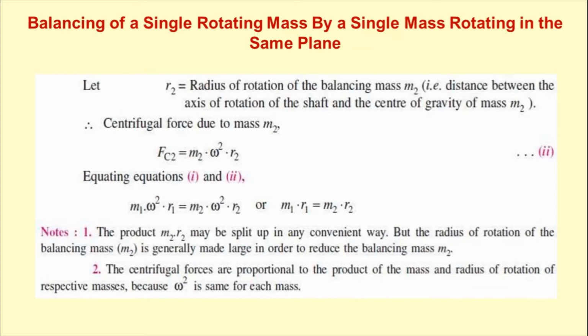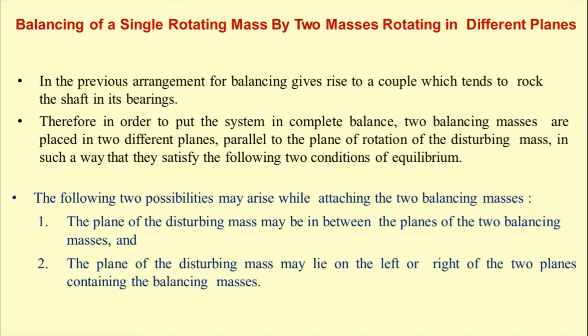Now note that the product m2 r2 may be split up in any convenient way, but the radius of rotation of the balancing mass m2 is generally made large in order to reduce the balancing mass m2. The centrifugal forces are proportional to the product of the mass and radius of rotation of the respective masses, because omega square is the same for each mass, as I have told.